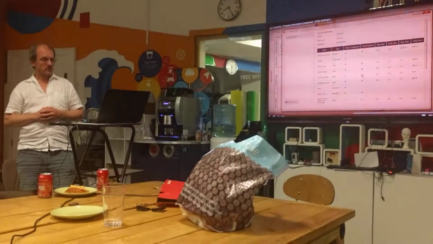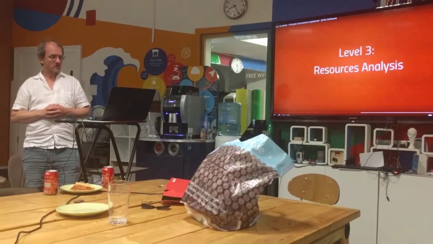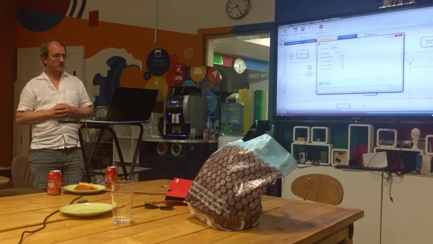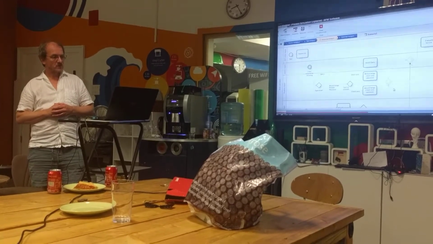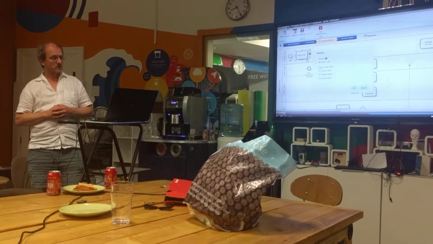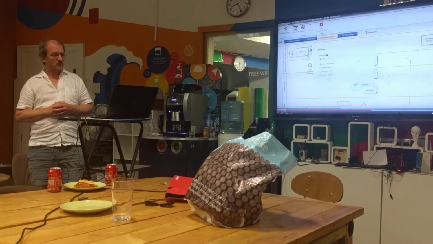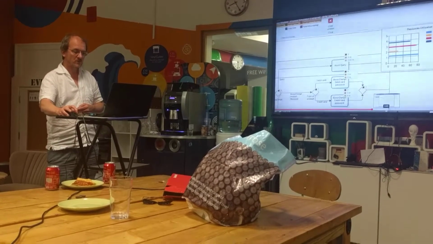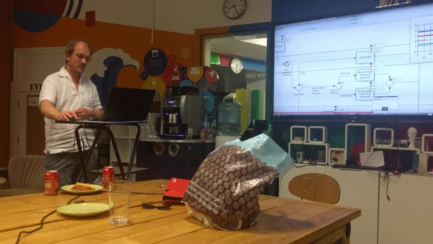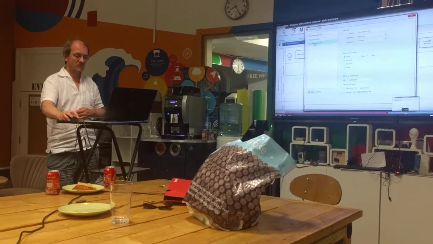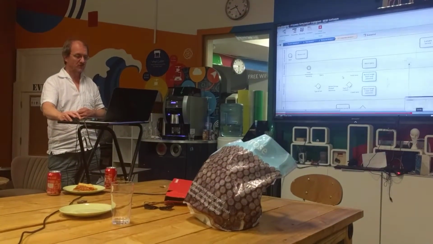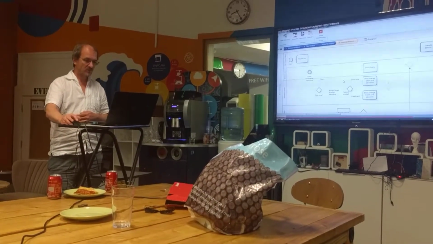In the third level, resource analysis, Michael defines the resources available and the requirements for each task. The simulation shows the resource utilizations and highlights possible delays from calendars defining the availability. What if... Okay, so this is the kind of thing used to evaluate the impact.